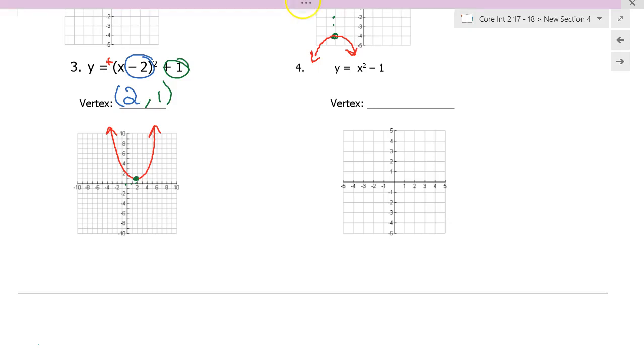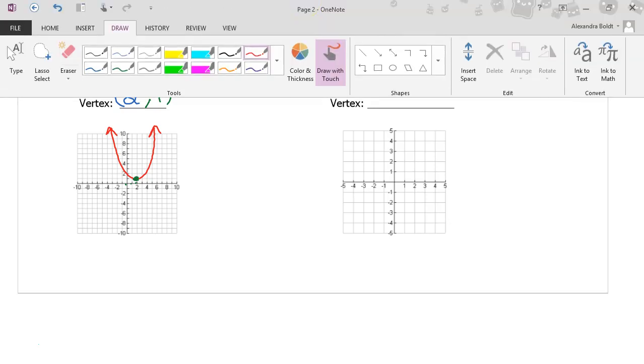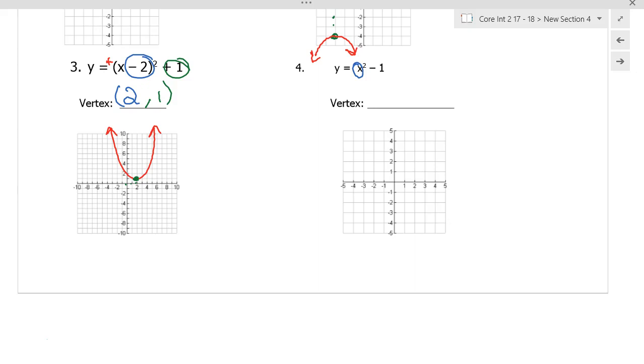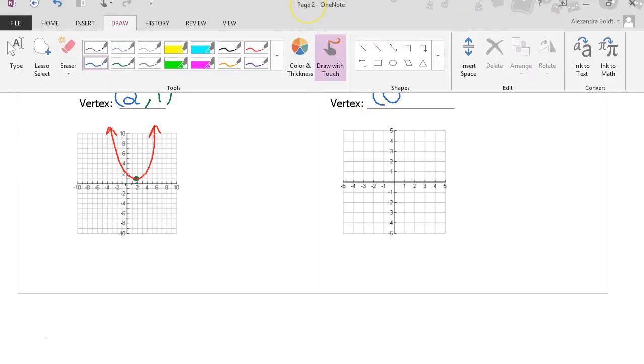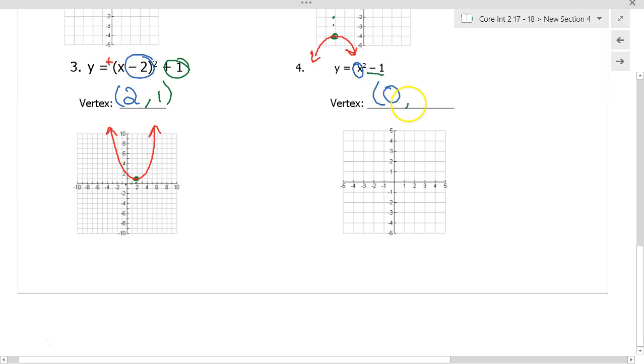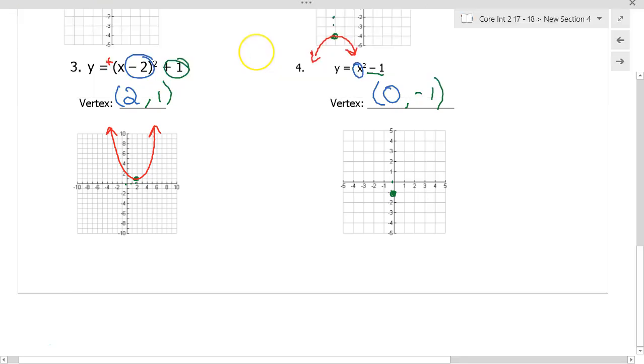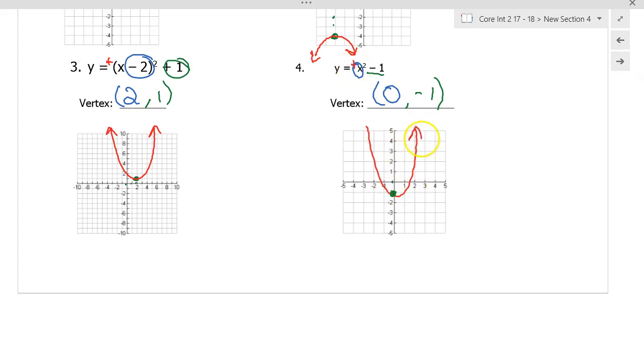Looking at our last example, this is another one of those special cases. There's no parentheses around the x, nothing being squared with the x. Nothing is 0, and then I'm subtracting 1. So the vertex is 0, negative 1. I'm not moving left or right, and I'm moving down 1. Is this going to smile or frown? It's going to smile, there's no negative there. So I draw a nice smile face.